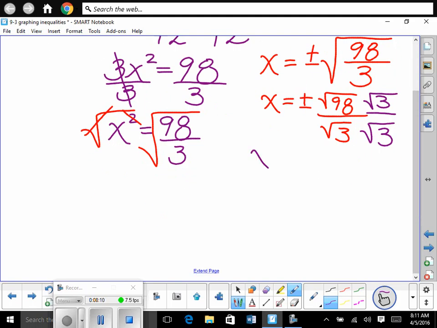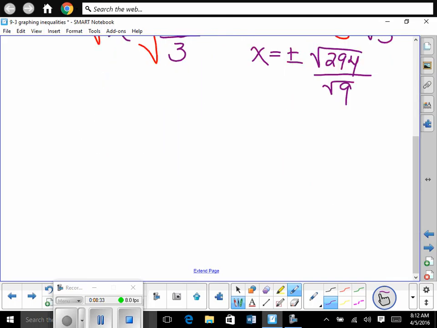So we have x is equal to plus and minus. Now remember, you multiply fractions straight across. They're both square roots, so we can multiply those together. 98 times 3. So on top we have the square root of 294. Is everybody following me? And then on bottom we have the square root of 9. So I'm showing all my work here. So really we have x is equal to plus and minus the square root of 294 divided by, what's the square root of 9? 3. Does everybody see how we took care of the radical on bottom?